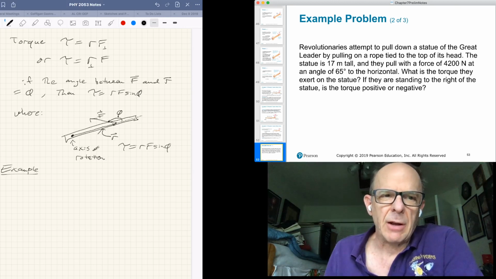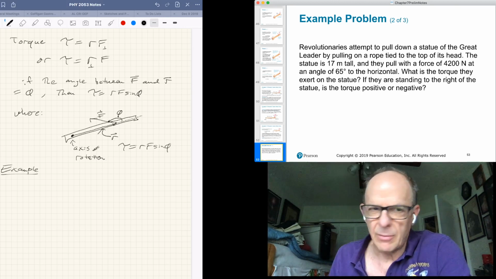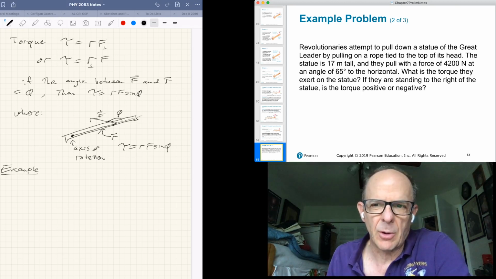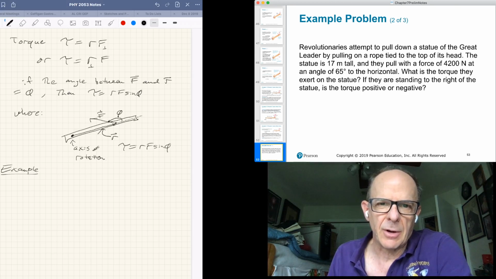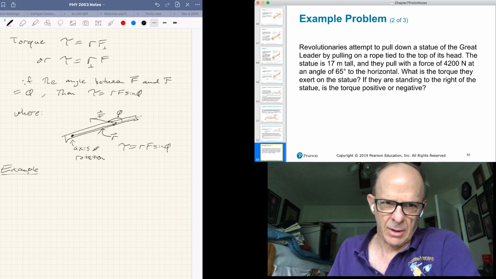Let's step forward and work through an example so that we see how this works. Revolutionaries attempt to pull down a statue of the great leader by pulling on a rope tied to the top of its head. The statue is 17 meters tall, and they pull with a force of 4,200 newtons at a certain angle. What is the torque they exert on the statue?